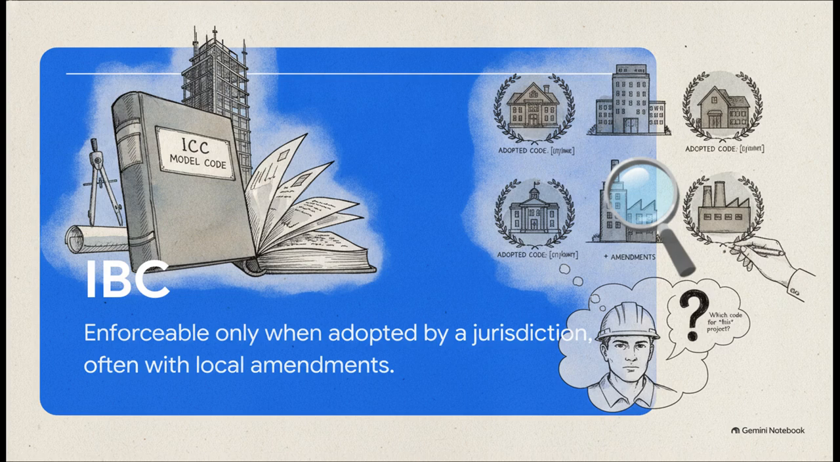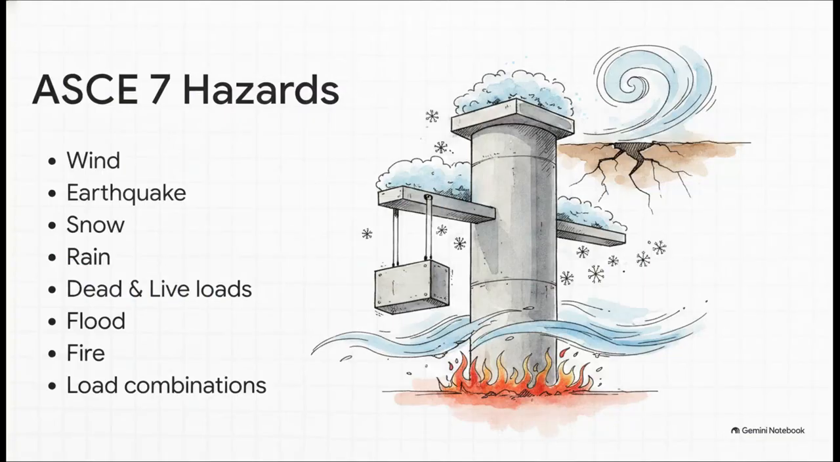Because of this, the very first question out of a professional engineer's mouth should always be, which adopted code and amendments govern this specific project? Once your framework is established, you have to ask, what forces is the universe going to throw at this structure? That is ASCE 7. Wind, earthquakes, snow, rain, dead and live loads, flood, fire, and the complex load combinations that tie them all together. ASCE 7 is essentially the ultimate playbook for determining every single ounce of stress your building is going to face.